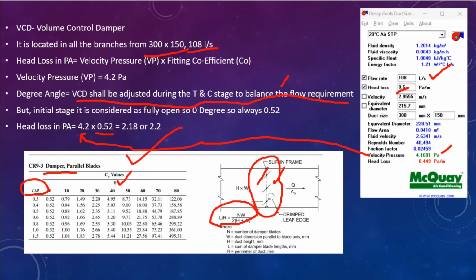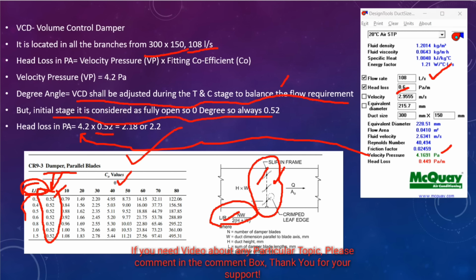So that is the reason always at the initial stage of the ESP we can consider the angle as 0 degree. So we are considering that at the initial stage the volume control damper is fully open, so it is 0 degree. If you say 0 degree, always this answer will be 0.52. So whatever the L by R value, the answer is 0.52. So we can directly take the answer 0.52 without going further into L by R, this type of very detailed calculation. It's very simple. You can consider 0.52 for all the answers.